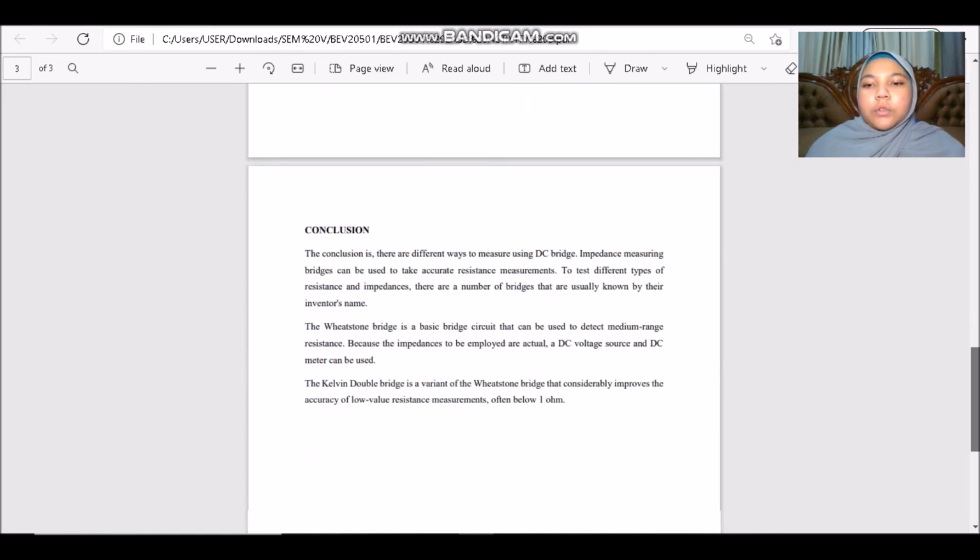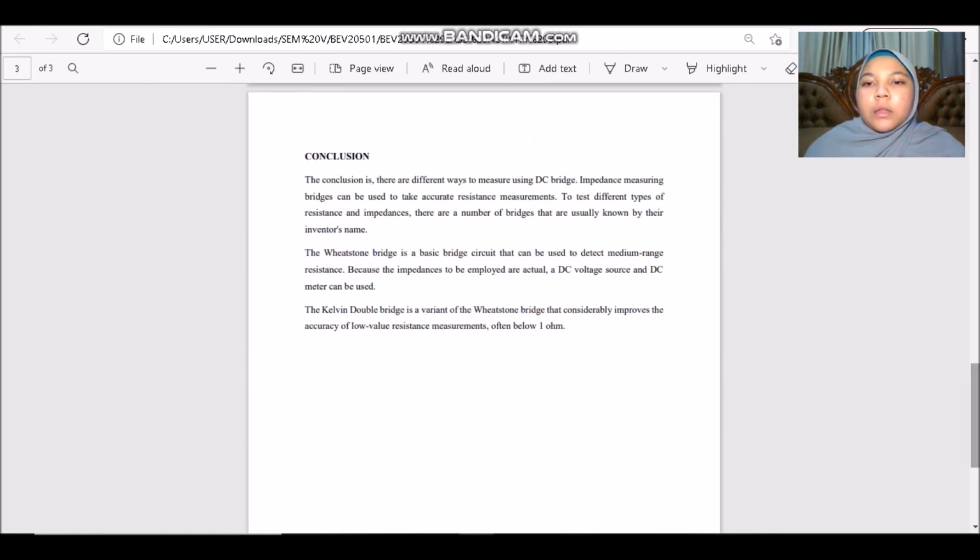For the conclusion, there are different ways to measure using a DC bridge. Impedance measuring bridges can be used to take accurate resistance measurements to test different types of resistance and impedance. There are a number of bridges that are usually known by their inventor's name.